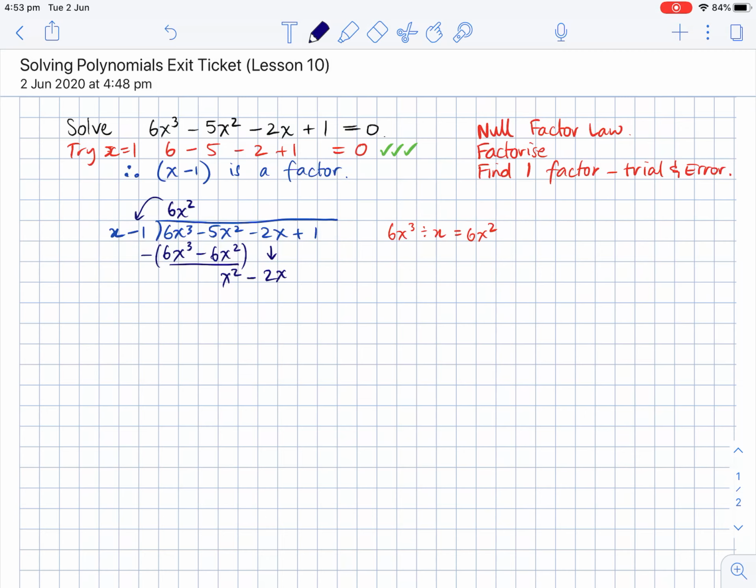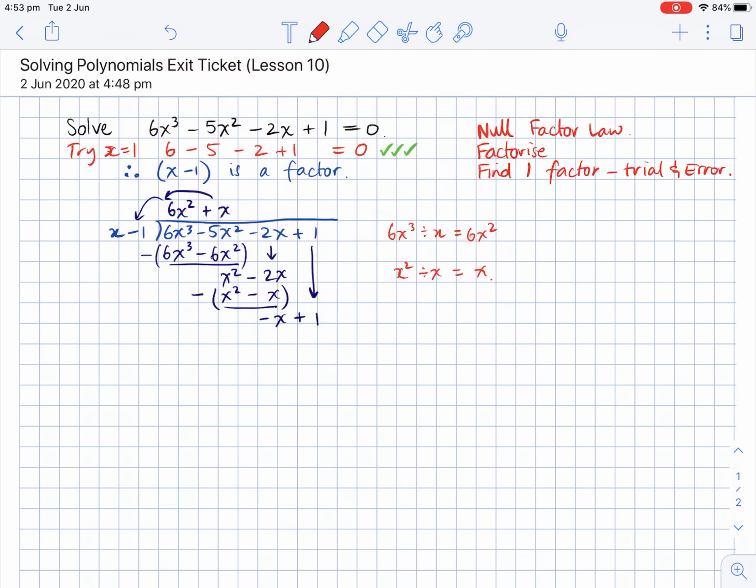Okay, so now what I want to do is what is x squared divided by x, and I know that that is equal to x. So I need to put in my plus x and then multiply that out the front, which gives me x squared minus x, and I need to subtract this from the previous expression, which gives me minus x, and then I bring down the positive 1.